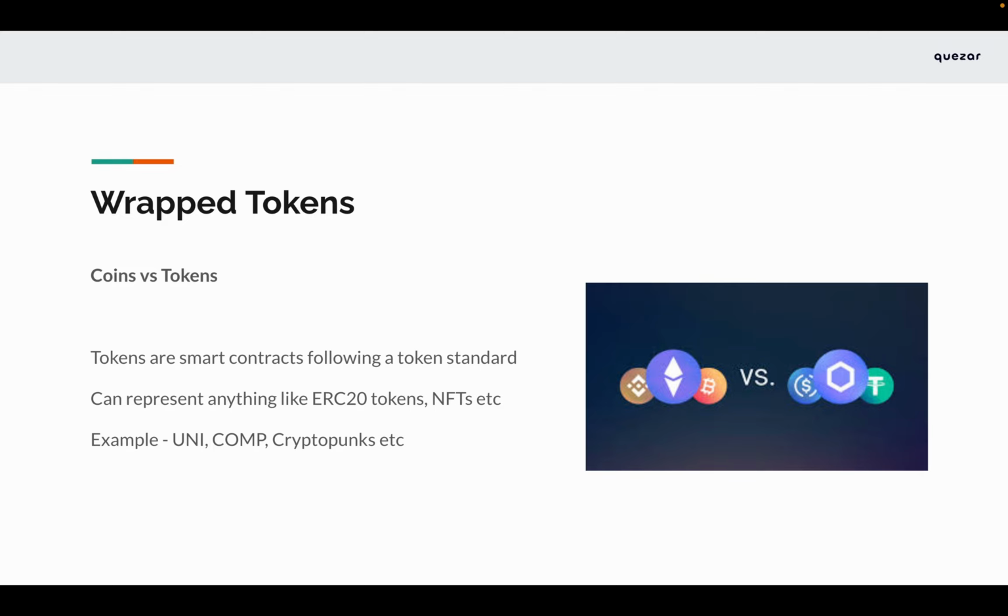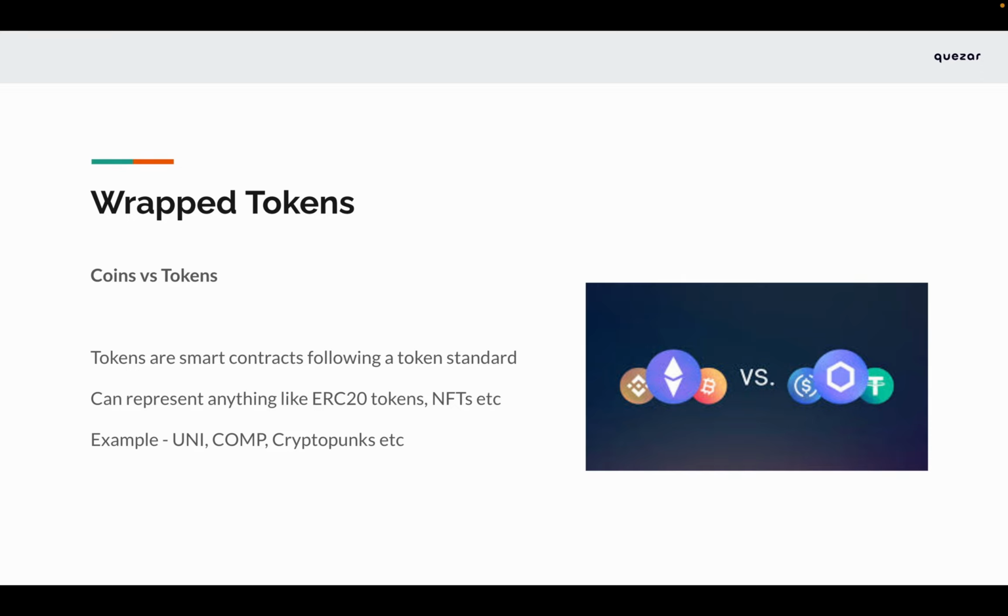Tokens, on the other hand, are smart contracts that follow a particular token standard. These tokens can represent anything, like ERC tokens, NFTs, etc. So the core distinction here is that tokens are not a native part of the protocol itself. They are instead built on top of the protocol for a specific purpose.